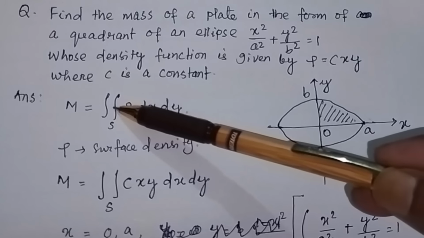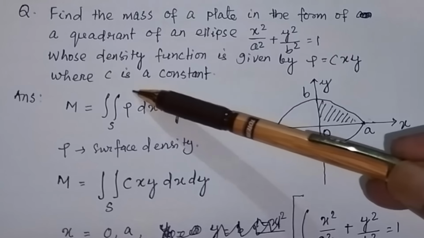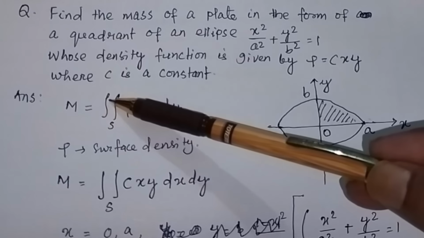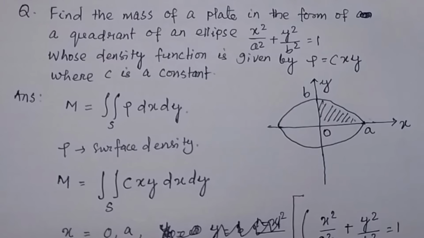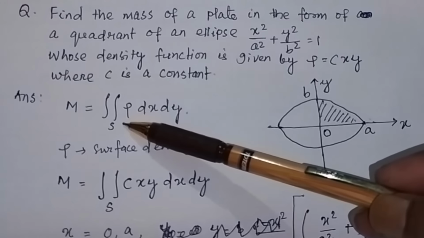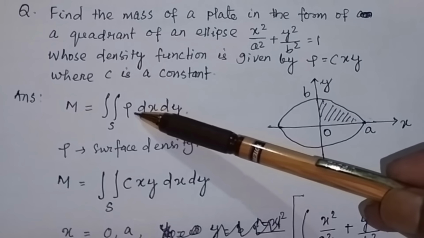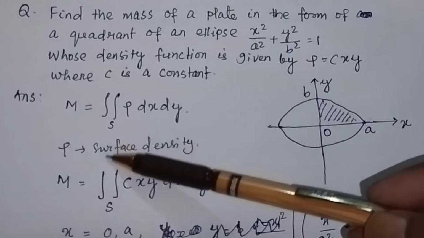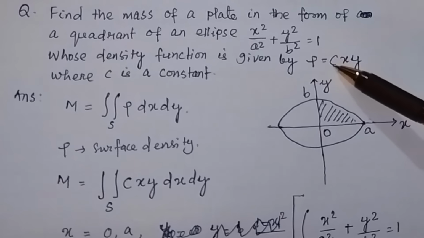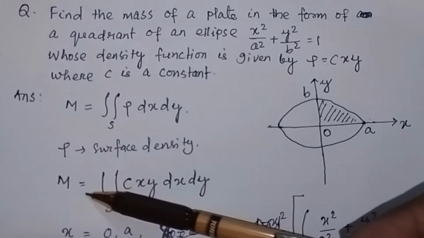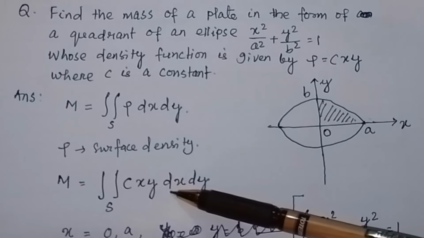So the integration of the density function dx dy will give you the mass. So this is a second order, a surface integral or double integral or surface integration. Rho is the surface density. So m can be written as, if you write rho equal to c into xy, then m will be equal to the double integration or surface integration of cxy dx dy.